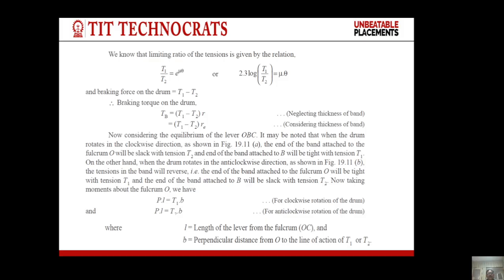In a band brake, the braking torque comes out to be (T1 minus T2) into r, neglecting the thickness of the band, and (T1 minus T2) into r_e, considering the thickness of the band.